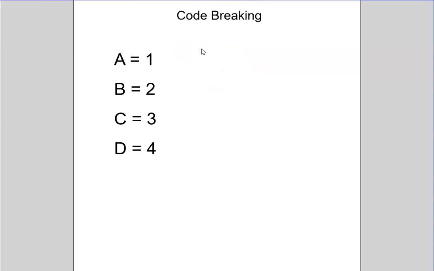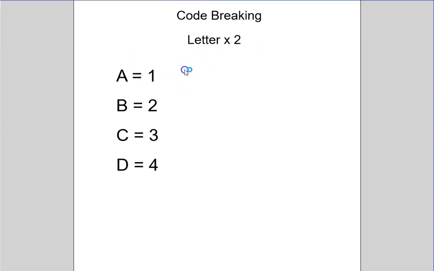Let's say I wanted to take the letter that I had and multiply that letter by 2, and that's going to be my secret code. For example, if I think about A being 1, and I multiply 1 by 2, of course I get 2. I would then think, what is the second letter of the alphabet? The second letter of the alphabet is B. So all of my A's are now going to be coded as B's.